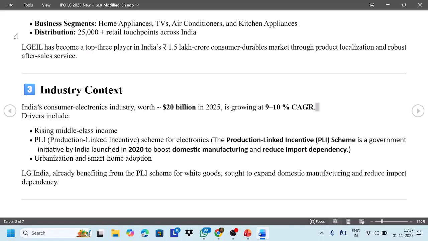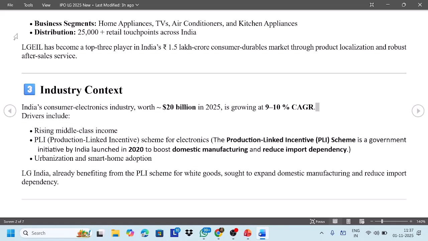So what was the objective of the issue? Of course the last one, parent monetization, where LG Korea, because this contained an offer for sale, was offloading their shares from the company. They were doing it because of the global portfolio realignment, that was the strategy. Then they wanted to expand the manufacturing, establish new product lines, then strengthen AI-enabled smart appliances in Bangalore. Then debt reduction. They wanted to reduce their high-cost borrowings to achieve a debt-free status.